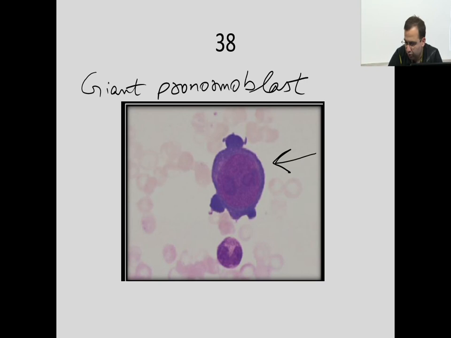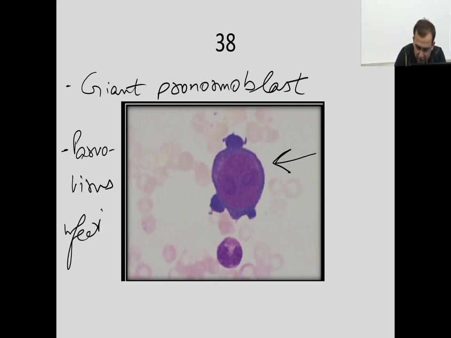Giant pronormoblast, firstly, is a cell of the erythroid series, and is pathogenic of parvovirus infections. Parvovirus B19 infection. Let us see more such cells.